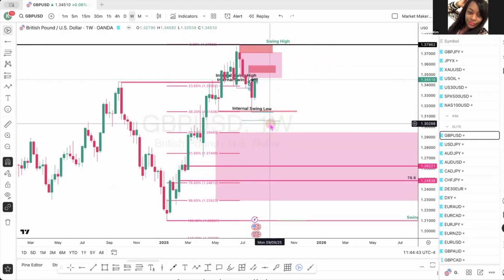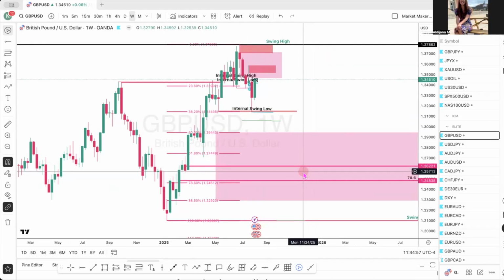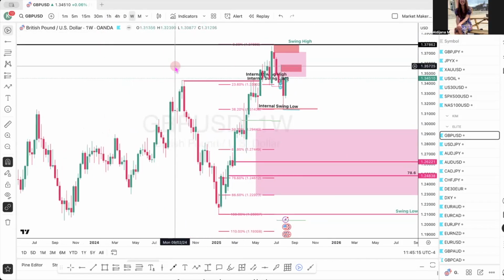Todd would definitely be selling, and as soon as price got here, he would be looking for a smaller time frame shift in structure. Me, I'm going to look for 1 hour or 4 hour, and then I would be looking for the buys. Okay.